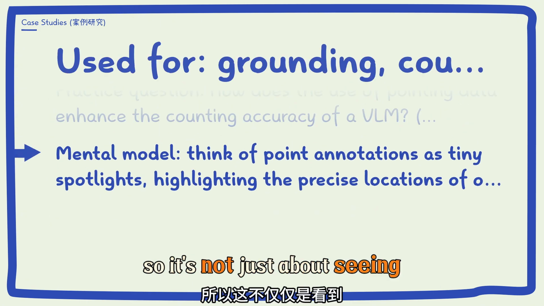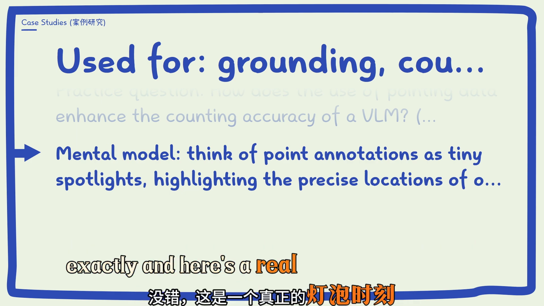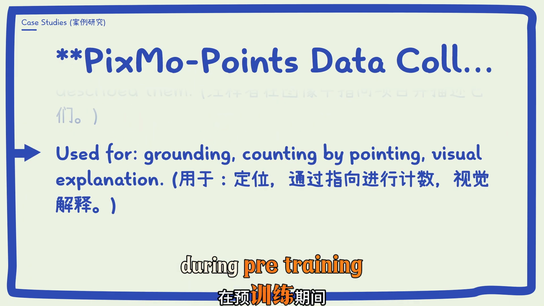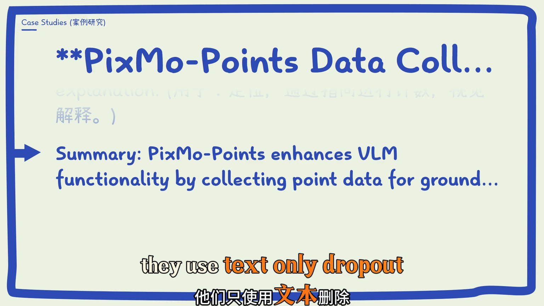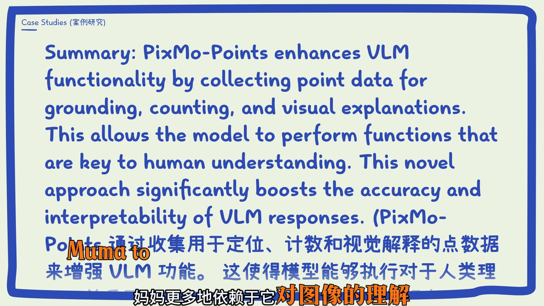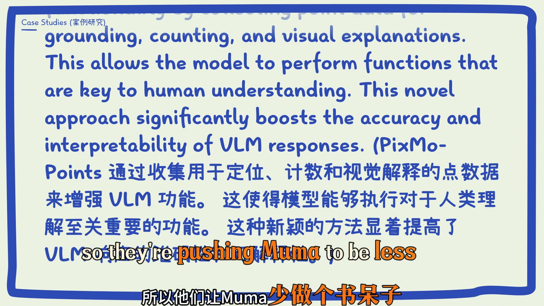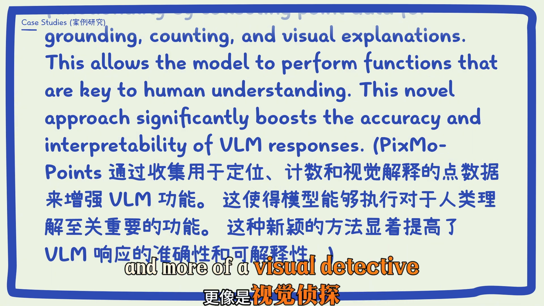So it's not just about seeing, it's about understanding different ways of seeing. Exactly. And here's a real light bulb moment during pre-training. They use text-only dropout. They randomly remove words from the text descriptions, forcing Molmo to rely more on its understanding of the image itself, not just on language patterns. So they're pushing Molmo to be less of a bookworm and more of a visual detective.